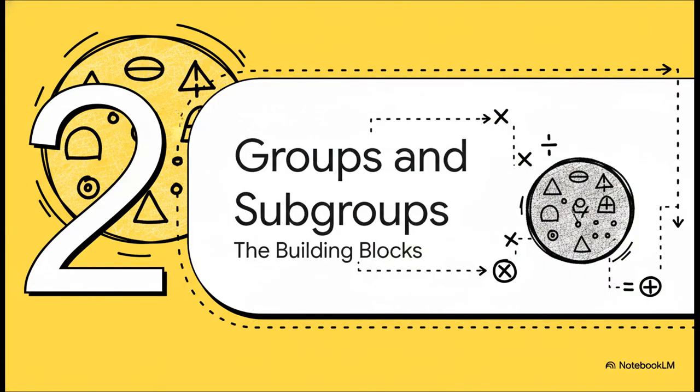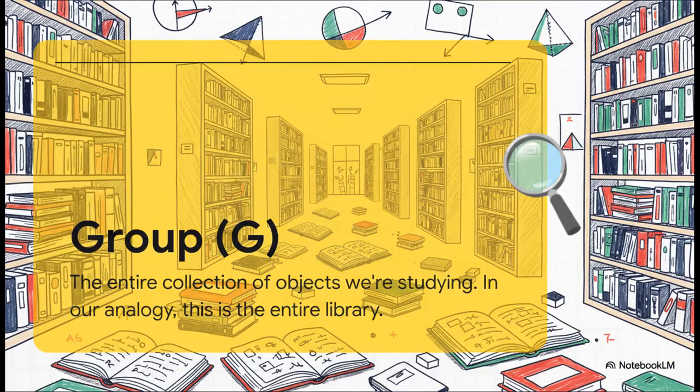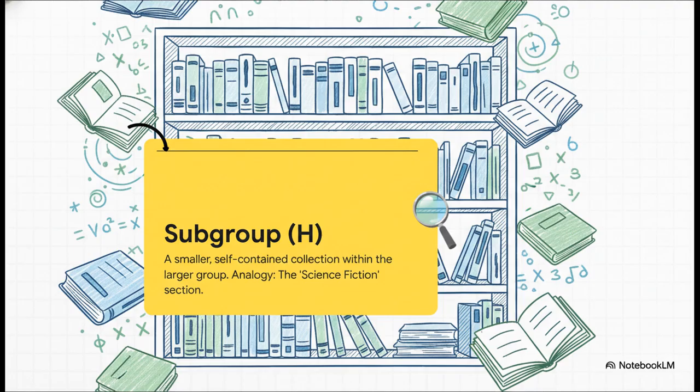This basic idea of breaking down a huge collection into smaller, more manageable pieces, that is exactly what we're aiming for here. Now, before we can actually build a coset, we need to get a handle on its essential building blocks. And in the world of algebra, these are called groups and subgroups. First up, the group. This is just the fancy word for the entire collection of stuff we're looking at. In our analogy, the group is the whole library, every single book on every single shelf. The whole shebang. And a subgroup? Well, that's just a smaller, self-contained collection that lives inside that bigger group. Think of it like the science fiction section.